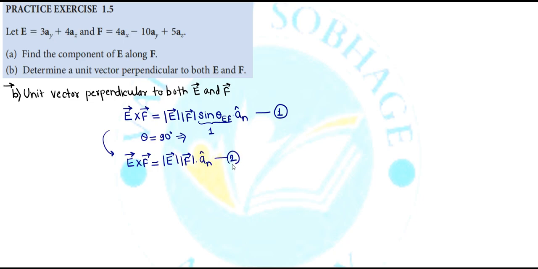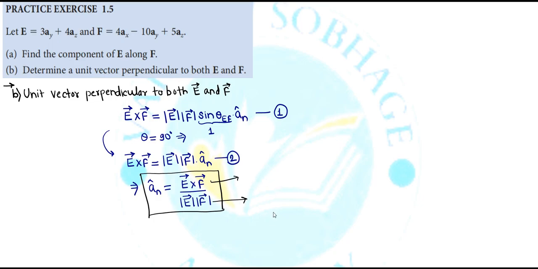Say this is your equation number 2, and if you rewrite it, you will find the normal vector to both given vectors, vector E and vector F, which is E cross F divided by magnitude of E into magnitude of F. So what we have to find: very firstly E cross F, and then the product of the magnitudes of vector E and vector F. We will move with that.